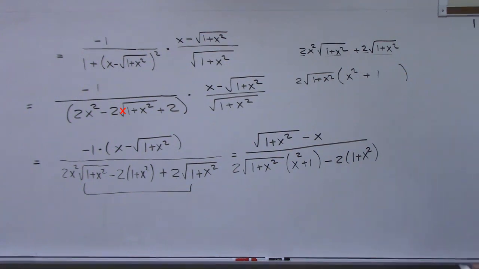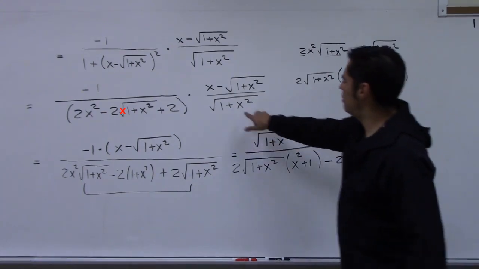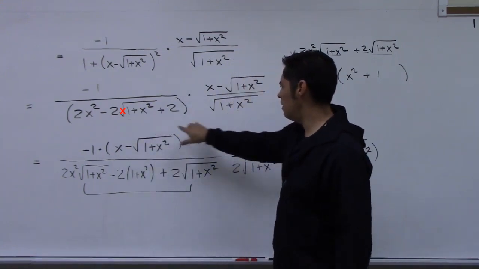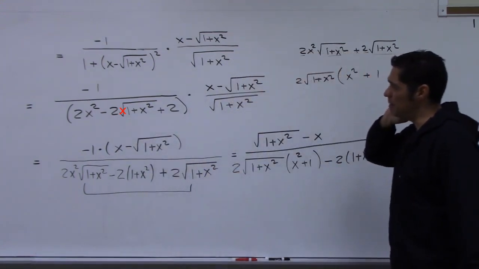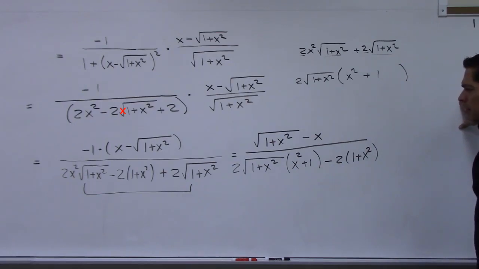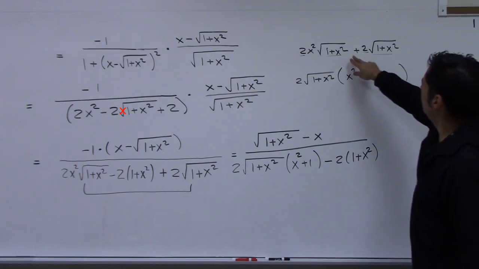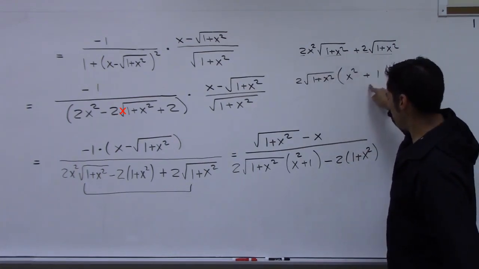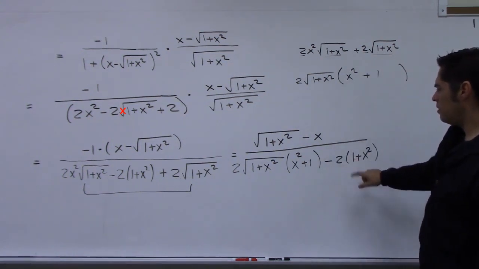I'm missing an x somewhere, and I don't see where. Got the common denominator, multiplied that through. When I did this, I got this times this, this there, this there. That was my common denominator. Rewrote the top, put those two together, 2x squared. I pulled out the 2 in the root, x squared plus 1. Then here I still have that one.